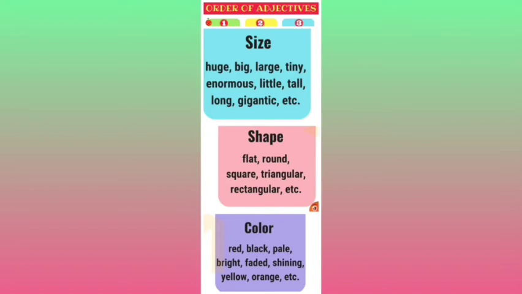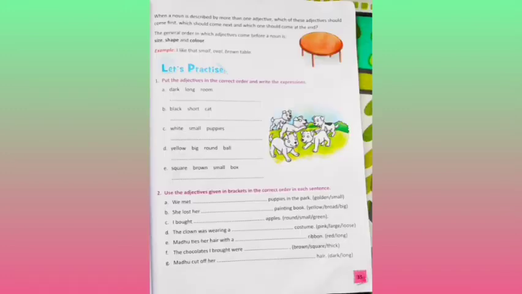Okay, so this way you can place the adjectives, or this is the general order for placing the adjectives before a noun. Size, shape, color. Now this is page number 35 of your language book. Again I am repeating that this one is page number 35 and you need to do it in your copy. Put the adjectives in the correct order and write the expressions.